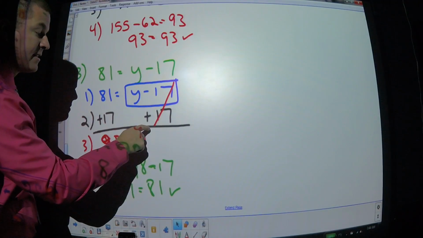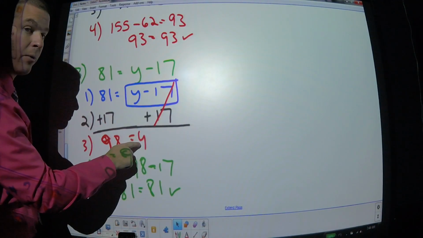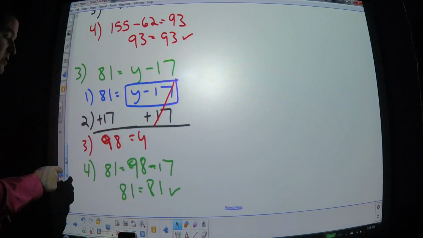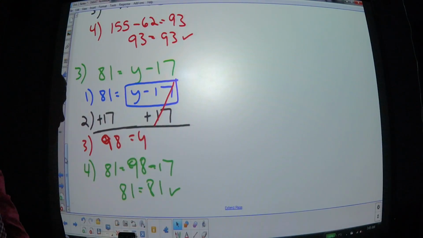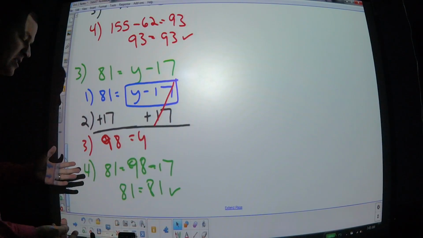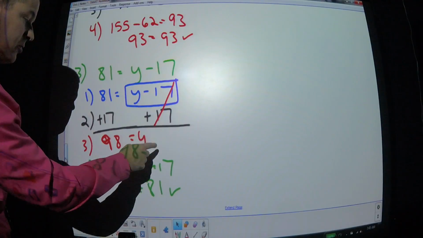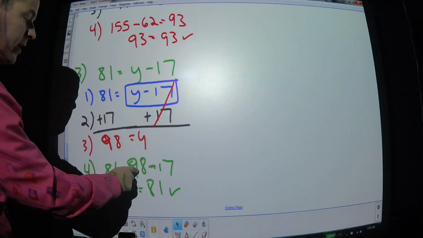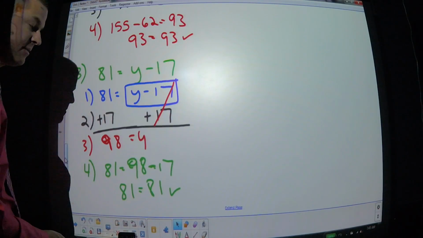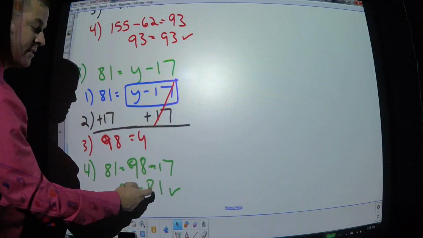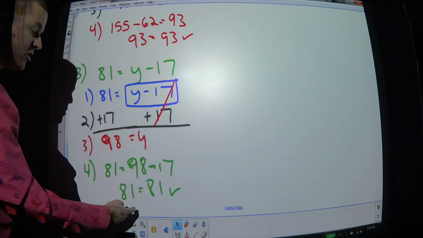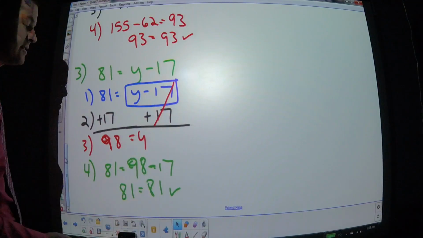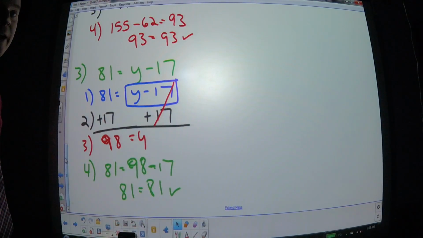17 minus 17 cancels each other out, so you're left with y on the right. 81 plus 17 is 98. So y equals 98 is our answer, but we need to double check that. Substitute 98 in for y. So 81 equals 98 minus 17. Actually conduct 98 minus 17 and you're going to get 81. So 81 is equal to 81, which means that y equals 98 is our answer.